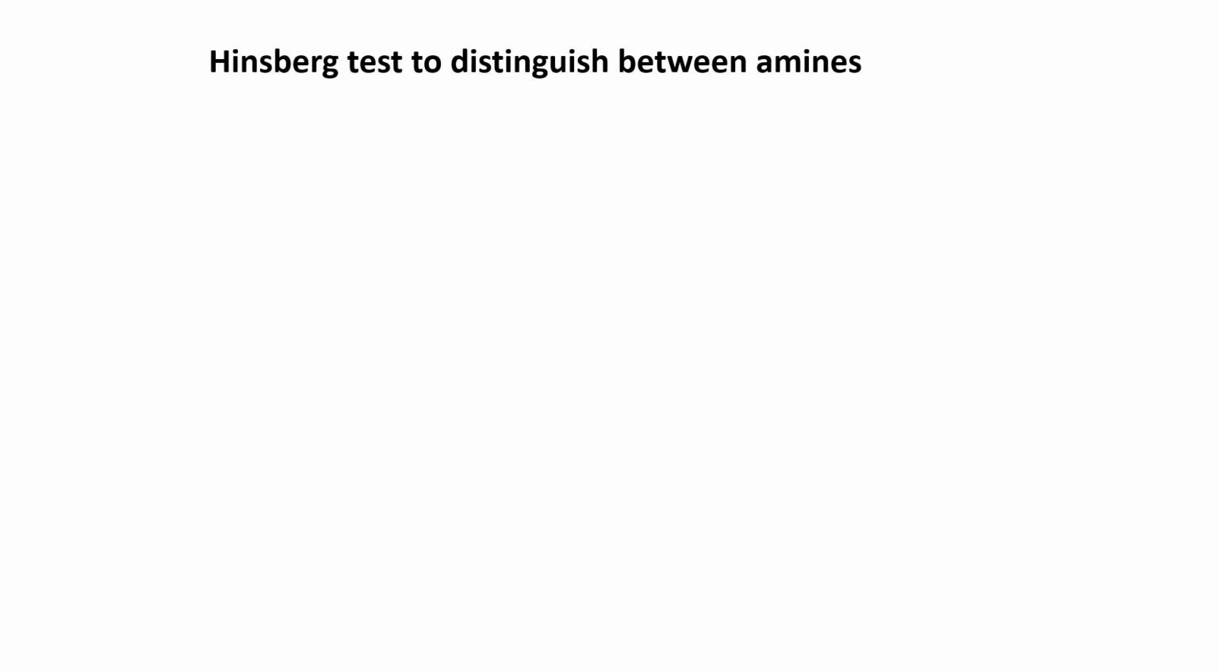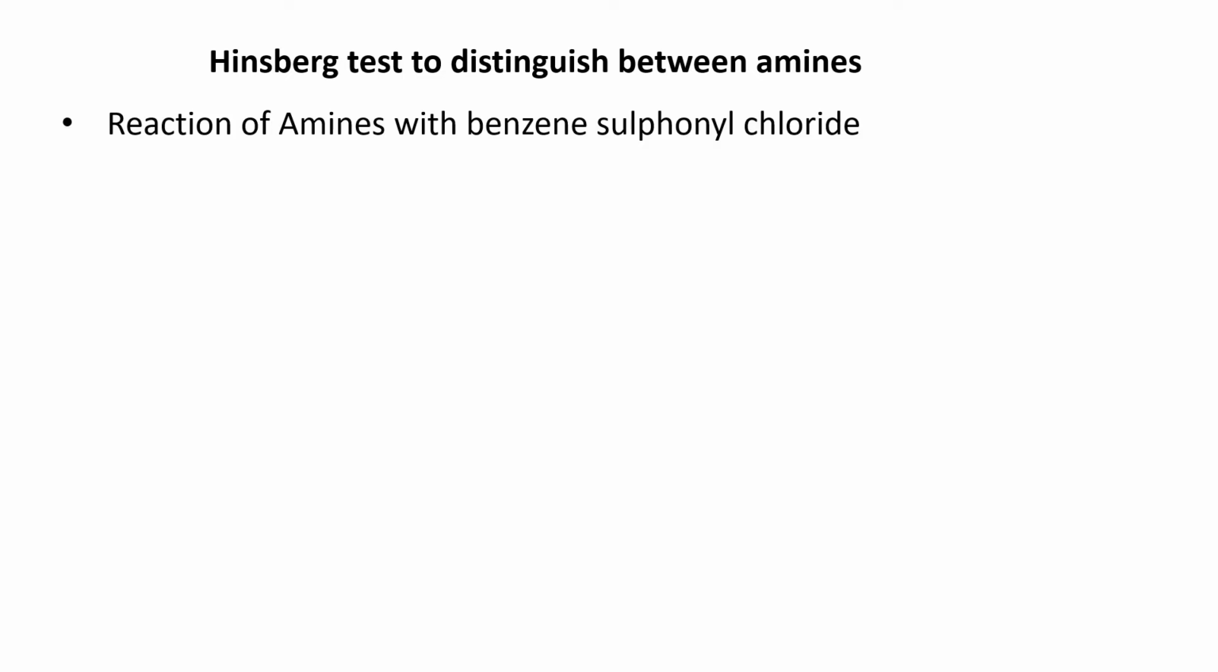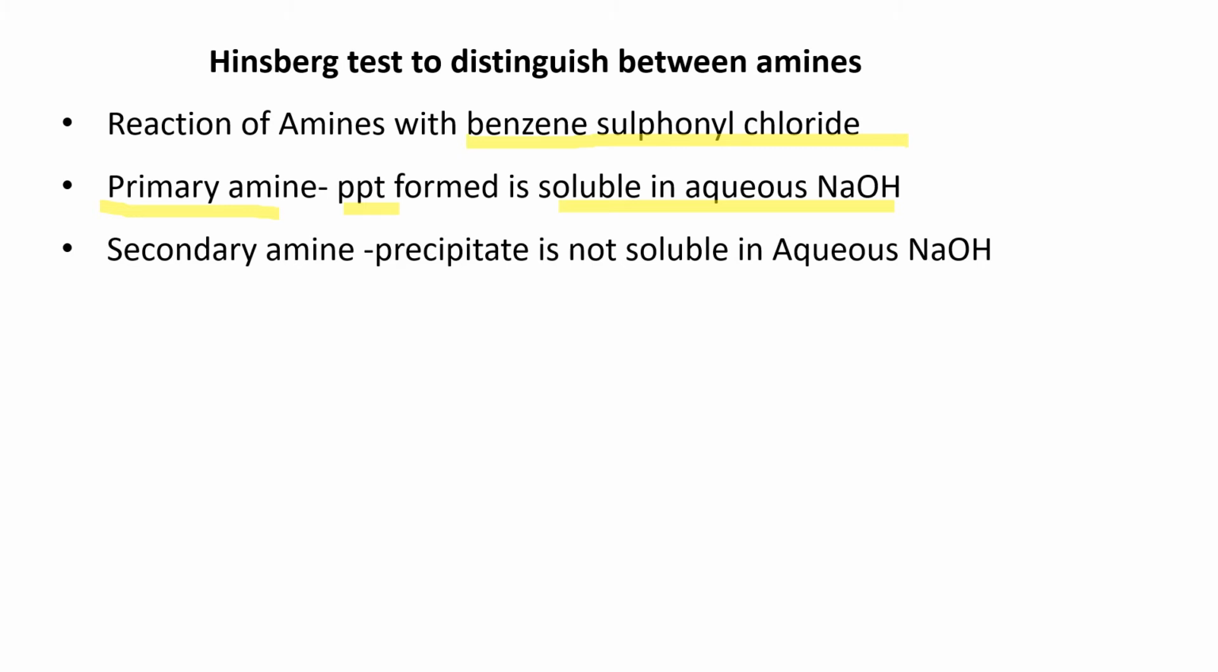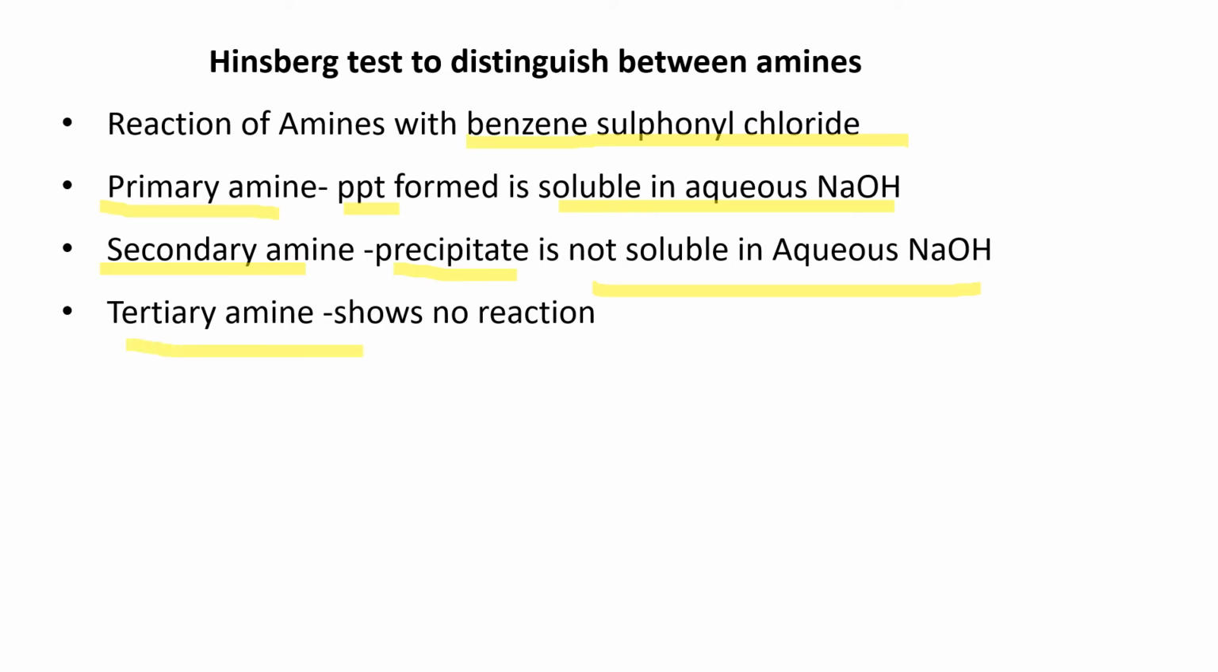Now to sum up, the Hinsberg test is used to distinguish between amines, where amines react with the Hinsberg reagent called benzene sulfonyl chloride, and primary amines form a precipitate which is soluble in aqueous NaOH, secondary amines form a precipitate which is not soluble in aqueous NaOH, and tertiary amines do not show any reaction. So this is how we can distinguish between different classes of amines.